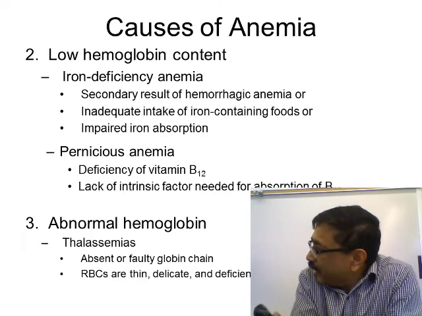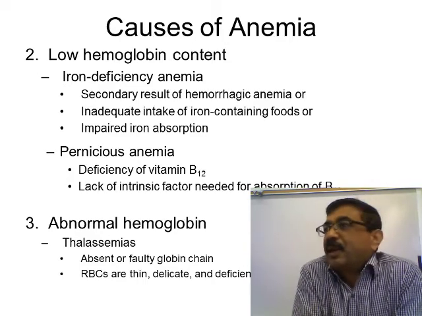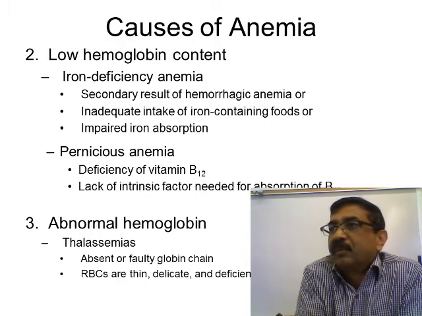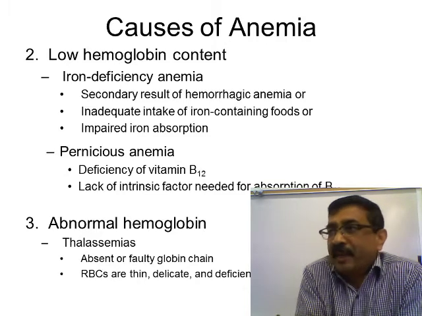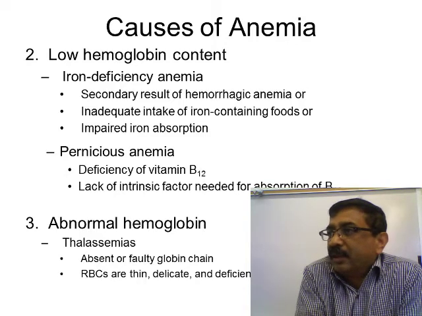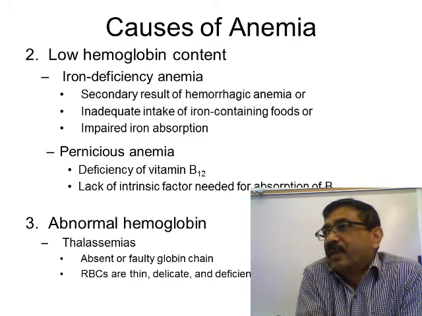Excessive breakdown. Aplastic anemia. If the site of red blood cell production, which is the red bone marrow, is destroyed or is inhibited or depressed, the production will be less. So destruction or depression of red bone marrow will cause aplastic anemia. So the production of red blood cell is less.